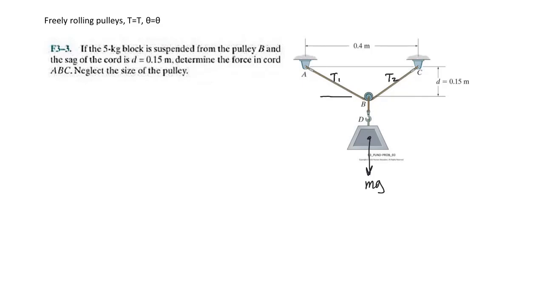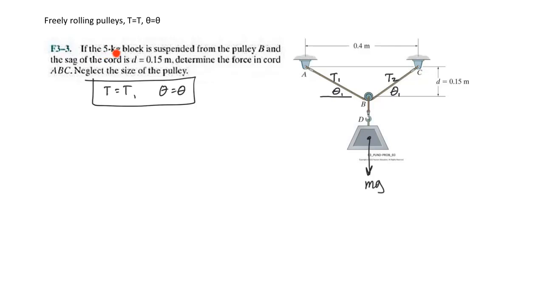It means that the angle is also going to be the same on both sides. In other words, T1 is equal to T2, and theta equals theta. And those are kind of the rules of freely hanging or freely rolling pulleys. Alright, so we can find out what that tension is we're looking for. In fact, it even kind of gives you the clue when you look at the problem.